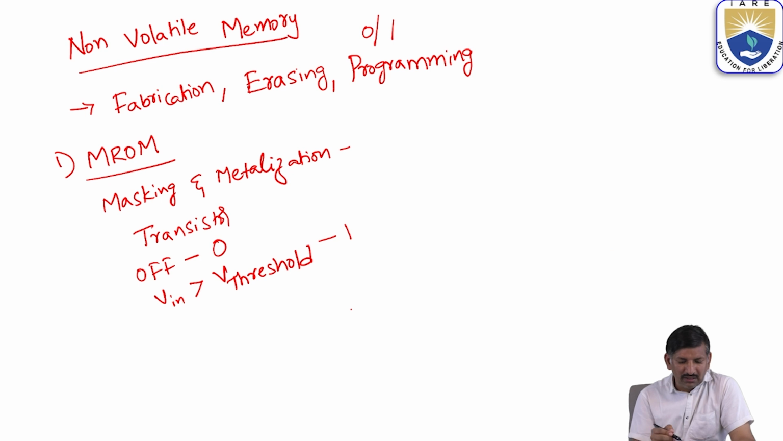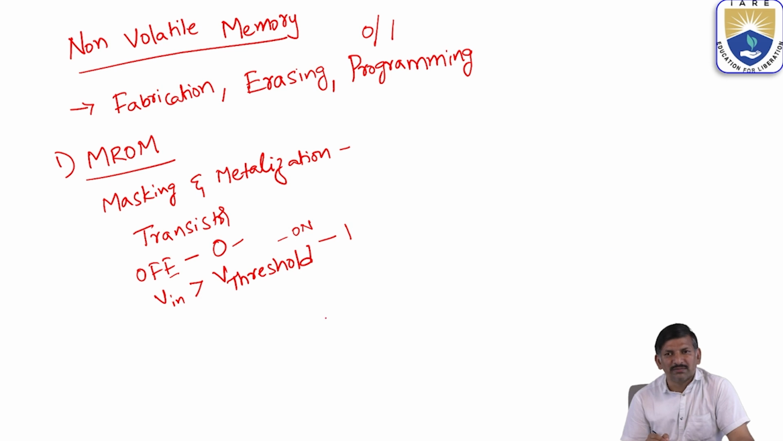Like that, the masked ROM stores the bit information. By default, it is in off condition, means it stores 0. Whenever we give an input voltage greater than threshold voltage, the transistor becomes on, means it stores bit 1. So based on the data given by the end user, the information is programmed into the memory device during manufacturing itself.